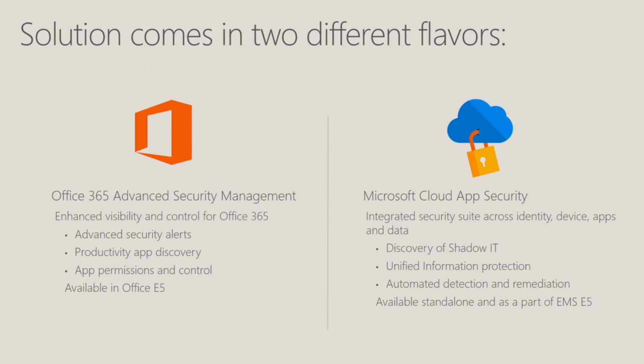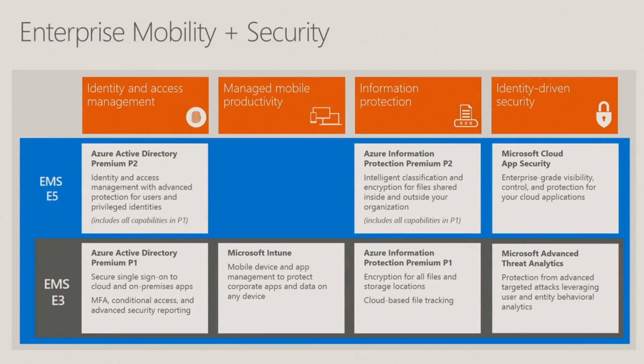You can buy that standalone by itself, or you can buy it through EMS E5 suite. This is a new suite. We had Enterprise Mobility Suite in the market, I think we introduced it about a few years ago. And this is becoming EMS E3. And now we are introducing EMS E5 this week, which includes Cloud App Security, Azure Information Protection Premium P2, as well as Azure Active Directory Premium P2, in addition to what you have in E3. So E5 includes E3 and all of these new capabilities.